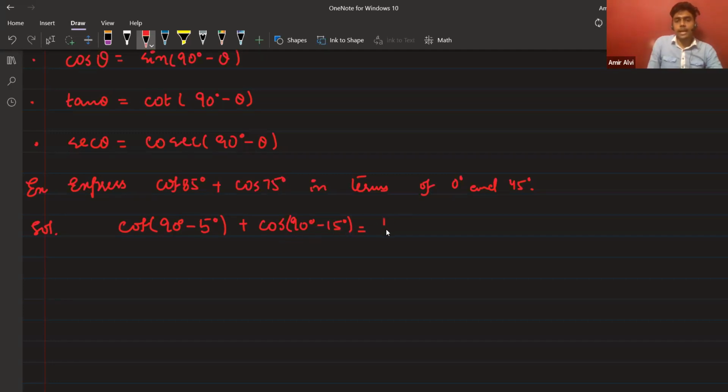This would be tan 5 degree plus sine 15 degree. Have you got the point? Yes or no, dear? Is it clear to you or not? Yes, sir. Okay, one more example.